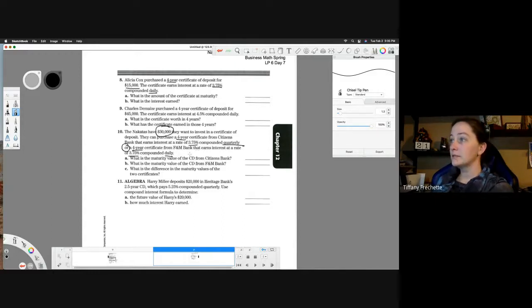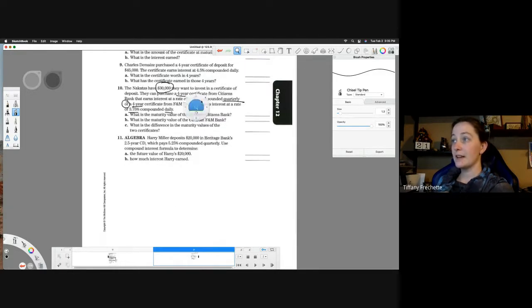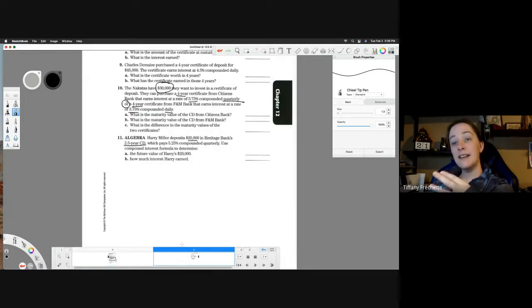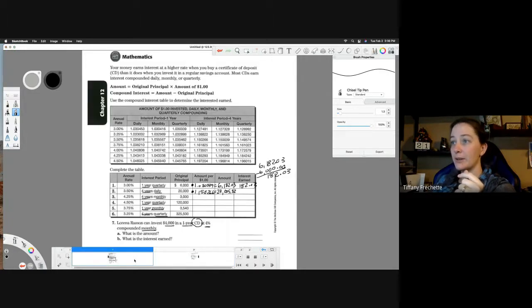Okay, so this one is definitely the most different, and sometimes these algebra ones can be a little bit difficult. It even says algebra on it. Harry Miller deposits $20,000 in his Heritage Bank's 2.5 CD, so 2.5 year CD. So remember on that front page with this table, we had a 1 year period and a 4 year period. We don't have a 2.5 year period. So that table only has those numbers for either 1 year or 4 year. Once you start adding in different years like that, you're going to have to calculate that number that the table's giving you. So this one pays 5.25% compounded. I don't even think that's on the table here. It doesn't go that far, right?